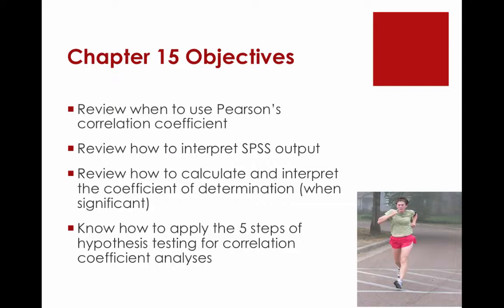So here are our objectives: to just review when do we use Pearson's correlation coefficient and also Spearman's correlation coefficient. Review how to interpret SPSS output, and also review how to calculate and interpret the coefficient of determination, which is going to be your big R squared. And this is when we have significant relationships. But really, the main point of this chapter is to know how we apply the 5 steps of hypothesis testing for correlation coefficient analyses.